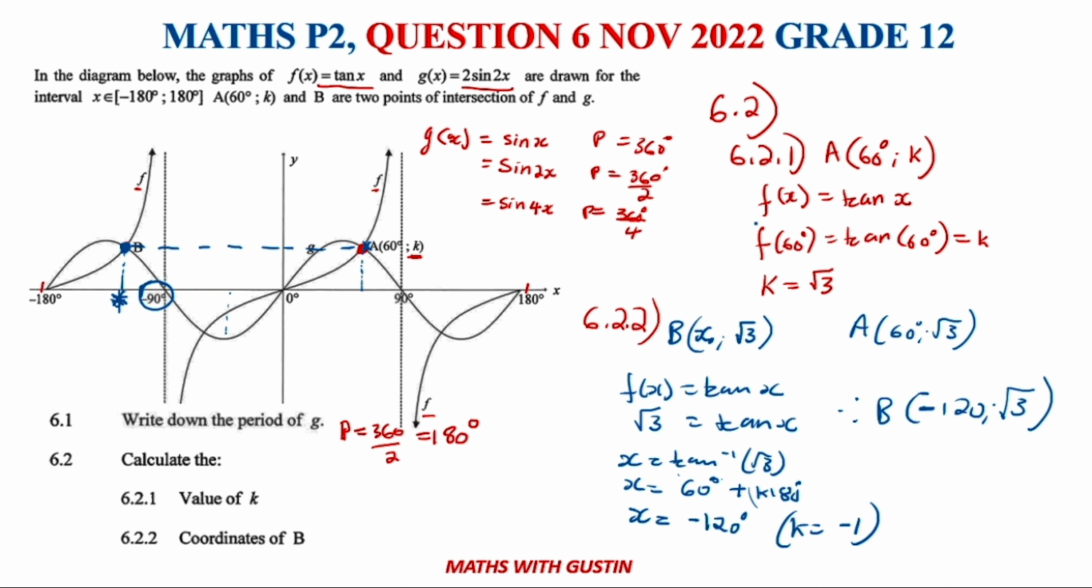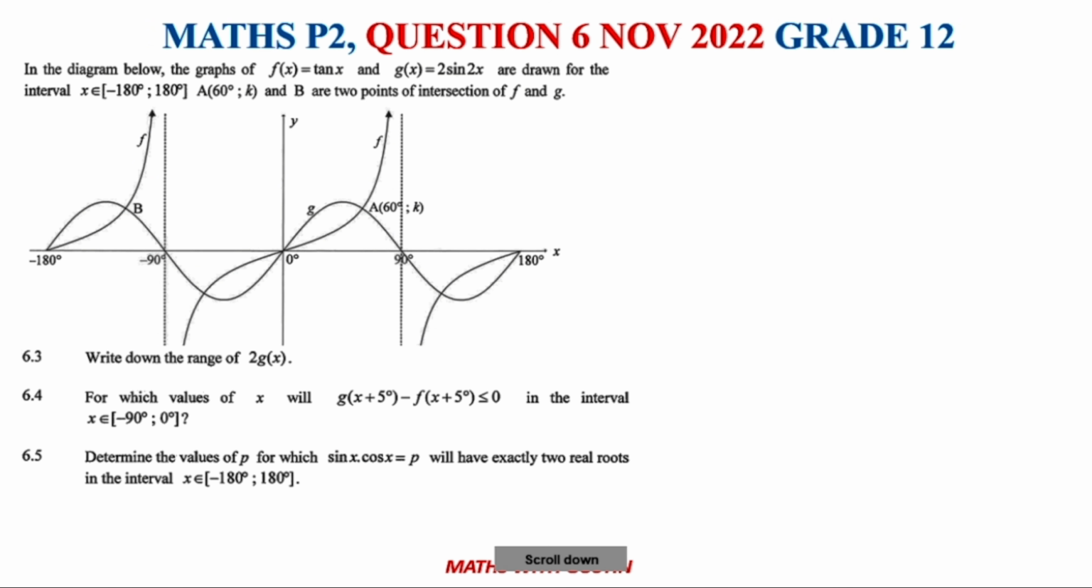And then let's move right along to 6.3. 6.3 says write down the range of g of x. Very, very critical, guys. I am going to show you this one. 6.3 on this one. The range of the original graph of sine normally.